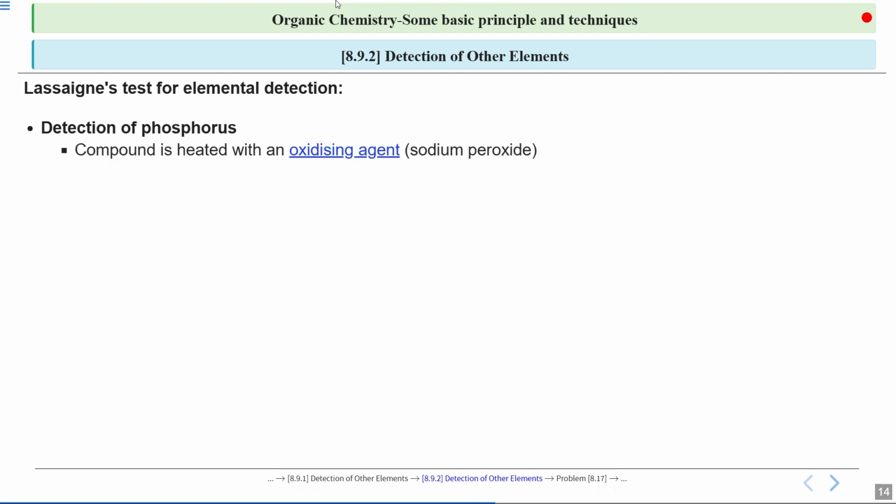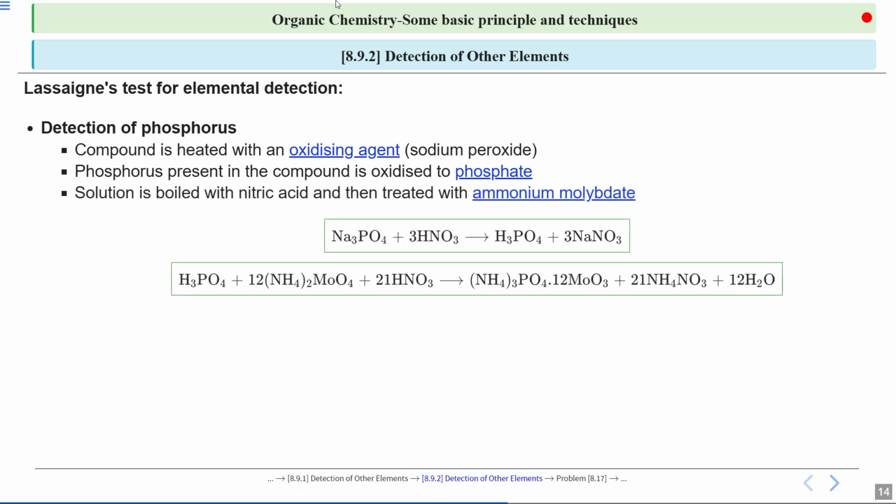For phosphorus, we heat the compound with an oxidizing agent such as sodium peroxide. So the role of the oxidizing agent is to facilitate the conversion of phosphorus into a detectable form. Once the compound is heated, any phosphorus present is oxidized to form phosphate. This transformation is essential because phosphate is a form that can be easily identified in subsequent steps.